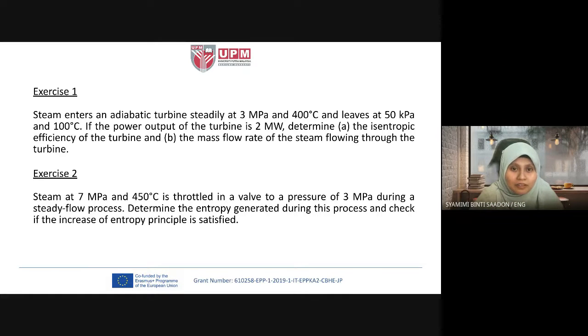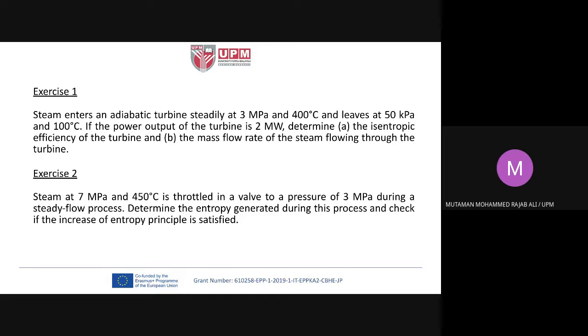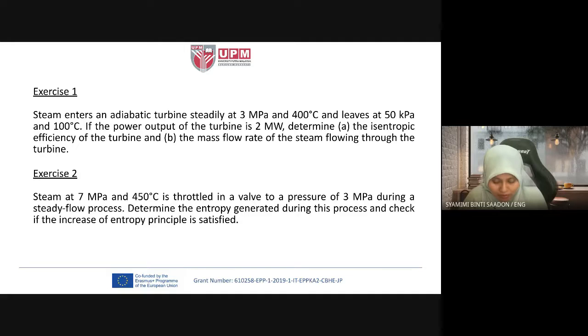Apa lagi ni? Zainul dengan Afiq, kita tengah buat sesuatu ni. Tadi saya spray panjang lah, nanti tengoklah link dekat whiteboard ni. Afiq and Zainul, you can open the whiteboard link because I will ask any one of you to answer the exercise today.